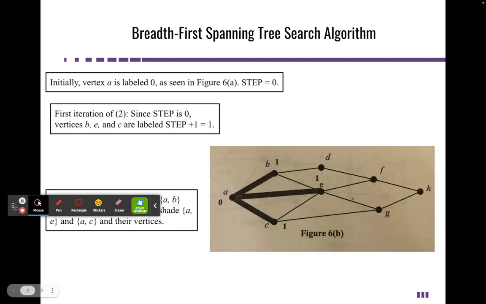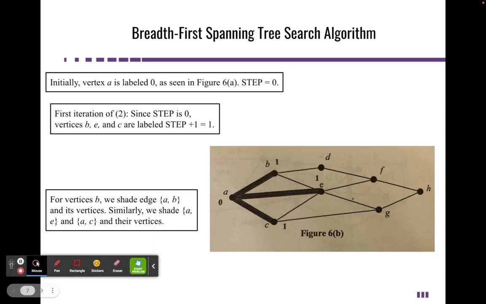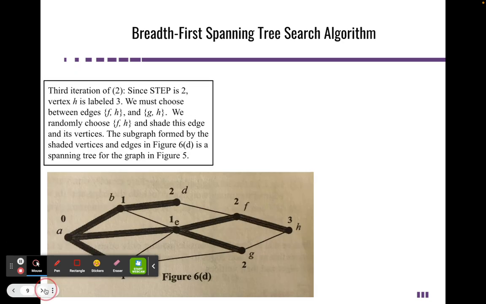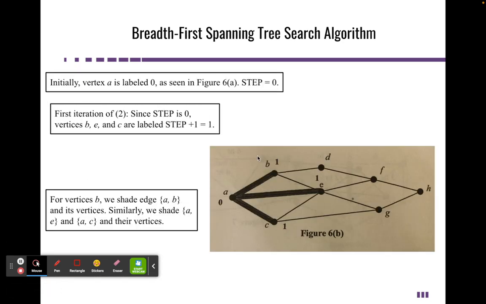All right, so initially with vertex A labeled 0 as seen in figure 6a, in the first iteration of step 2, step is 0. Vertices B, E, and C are labeled step plus 1, also known as 1. So 0 plus 1 is 1. So to go from A to B is 1, A to E is 1, and A to C is 1. For vertex B, we'll shade AB and its vertices, and similarly shade AE and AC.